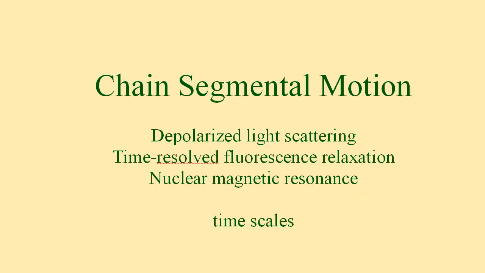This chapter treats methods that are sensitive to the motions of individual chain segments of a polymer chain. The three major methods under consideration here are depolarized light scattering, time-resolved fluorescence relaxation, and nuclear magnetic resonance. The techniques are different in their sensitivity to different timescales. They are different in the molecular characteristics you have to have in order to get a signal out of the system, and they differ somewhat in what they tell you about chain segmental motion.